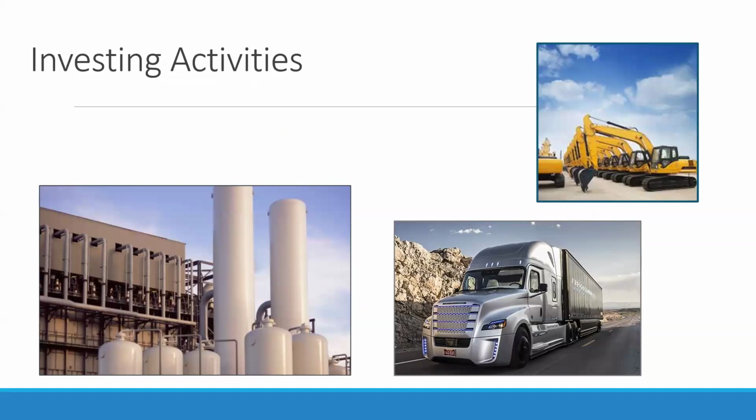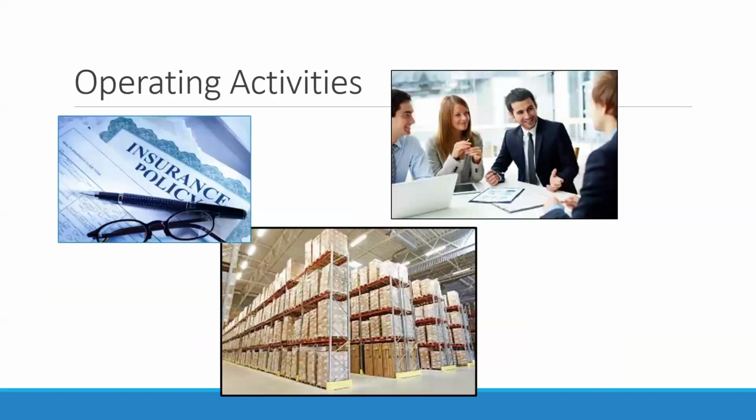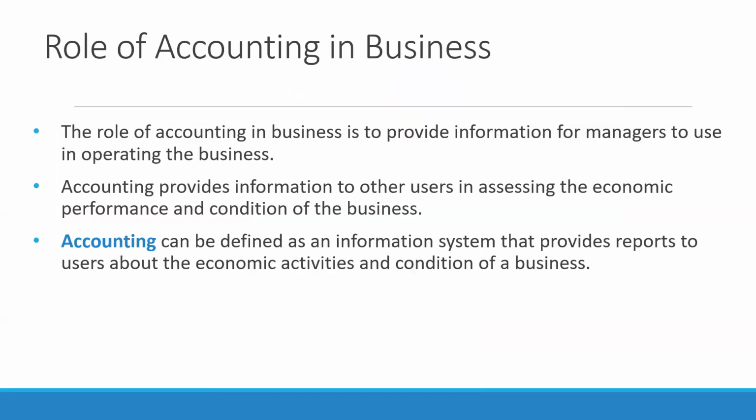Investing, purchasing plant, property, equipment, and then operating, the warehousing. The actual cost of building the warehouse would be an investing activity, but then the use of it is an operating expense. And then salaries, insurance, the day-to-day.